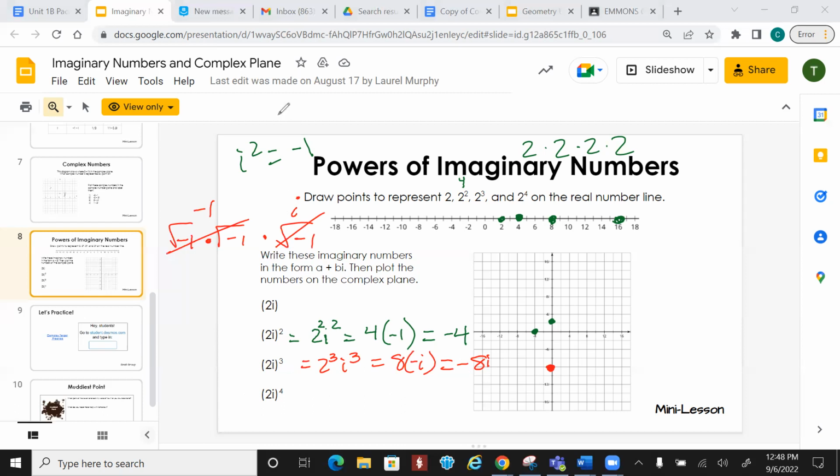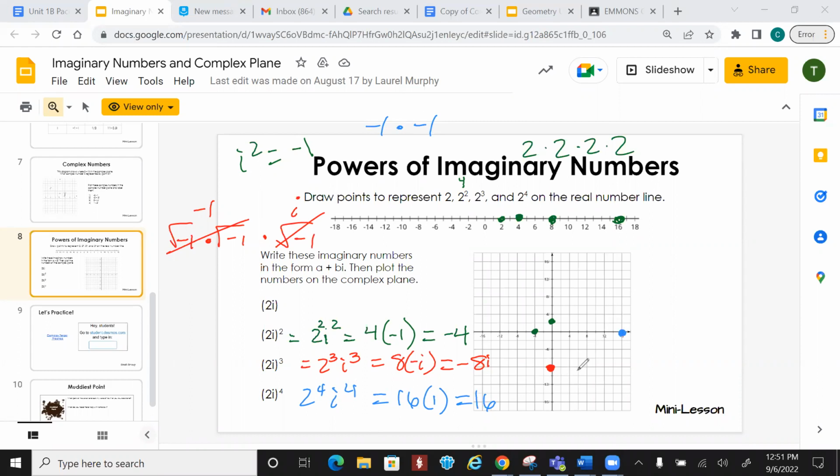Can you take a second and try the last one? All right, so I'm going to take 2 to the 4th power and i to the 4th power. Well, 2 to the 4th power gives me 16. I to the 4th power is the same thing as taking negative 1 times negative 1. Well, what's negative 1 times negative 1? Positive 1. So 16 times 1 is just going to give us 16. Okay?